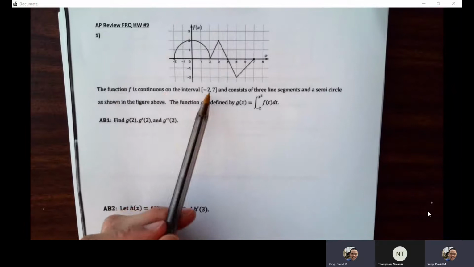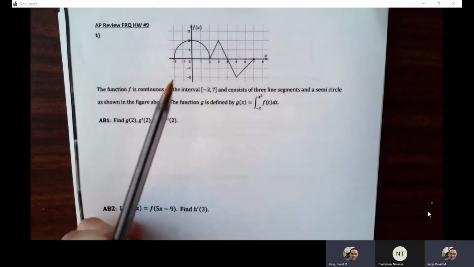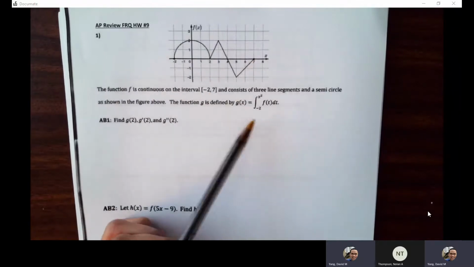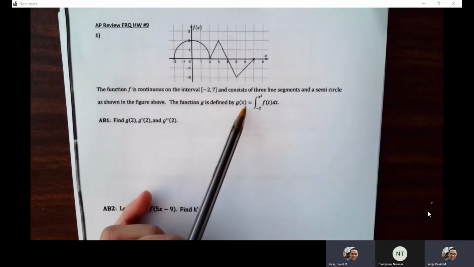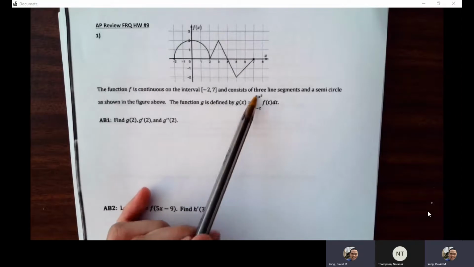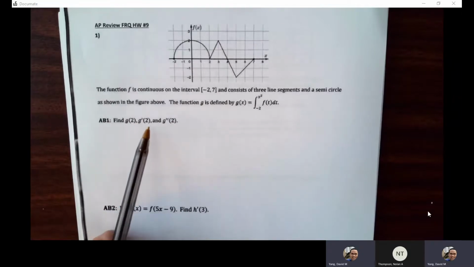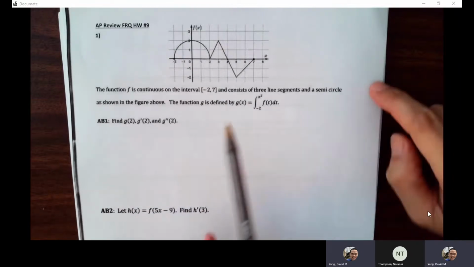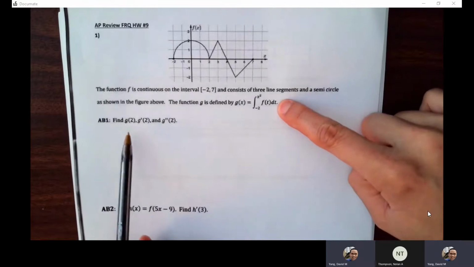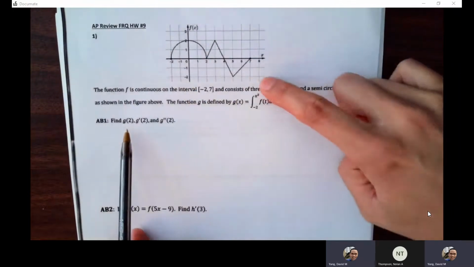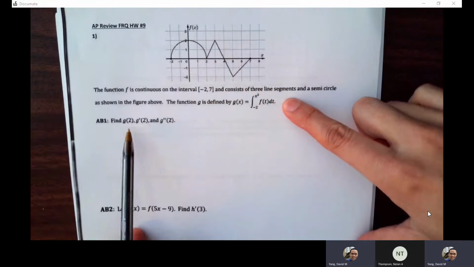Okay. So it says the function is continuous on the closed interval from -2 to 7 and consists of 3 line segments and a semicircle. The function g is defined as the integral from -2 to x squared of f of t dt. And it says find g of 2, find g prime of 2, and find g double prime of 2. Okay. So to find g of 2, we can rely on g of x. That's just adding up areas inside these geometric shapes.